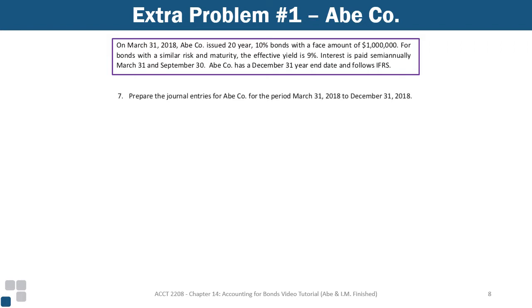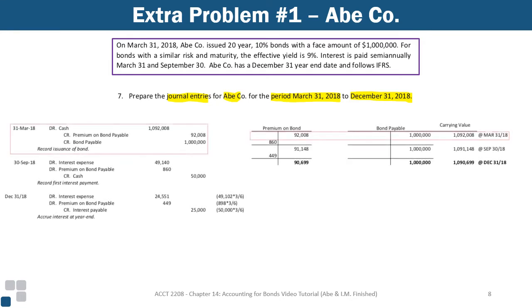Requirement 7, we're looking at preparing the journal entries for APCO for the period of March 31st, 2018 to December 31st, 2018. So let's begin. We'll use purple now. So on March 31st, 2018, we're going to issue the bond.